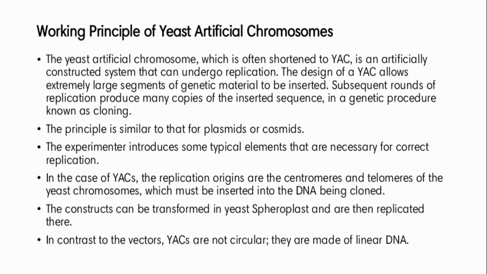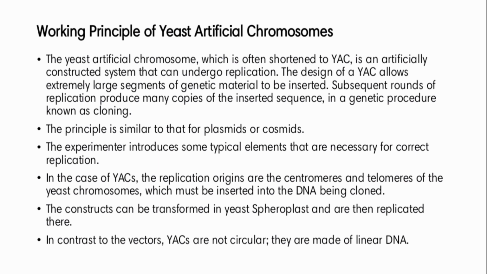Working principles of YAC. It is an artificially constructed system that can undergo the replication process. So the design of YAC allows extremely large segments of genetic material to be inserted. Subsequent rounds of replication produce many copies of the inserted sequence in a genetic procedure known as cloning. So the principle is similar to that for plasmids or cosmids. So the experimenter introduces some typical elements that are necessary for the correct replication.